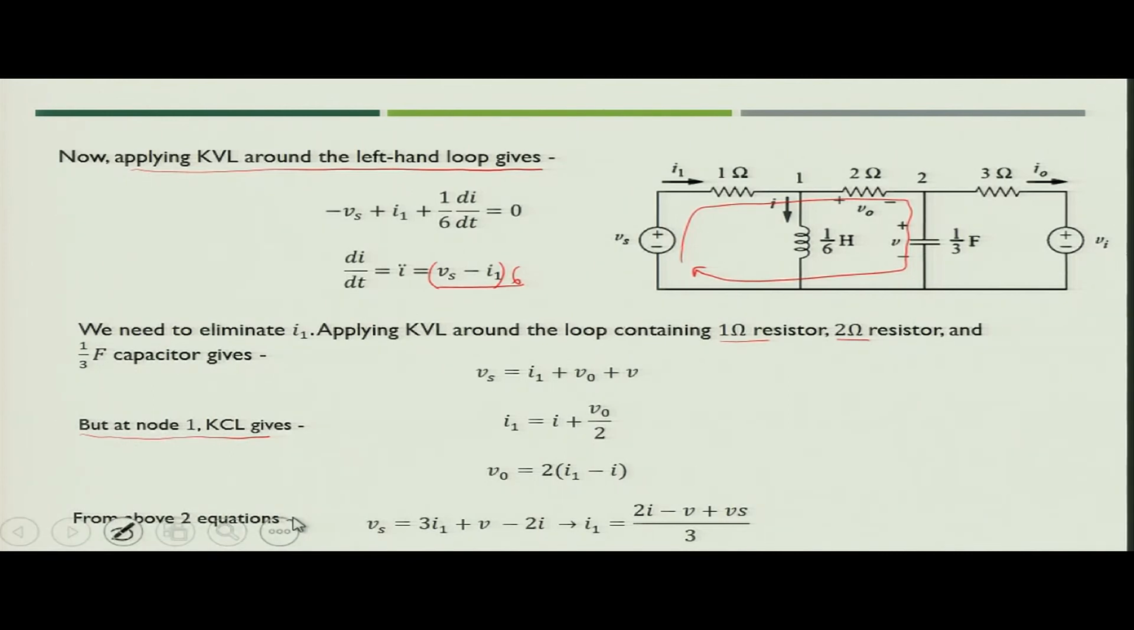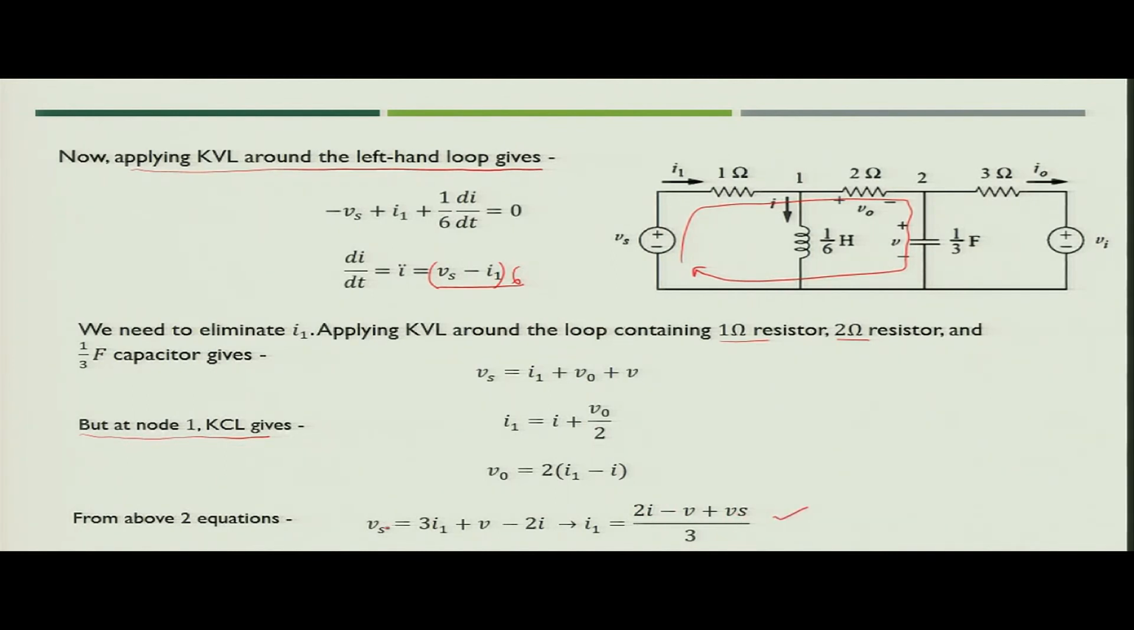Now, from the above two equations, what can you write? You just put the value of Vo in this. So, we will get Vs equal to 3 I1 plus V minus 2I, or simply you get I1 as (2I minus V plus Vs) by 3.